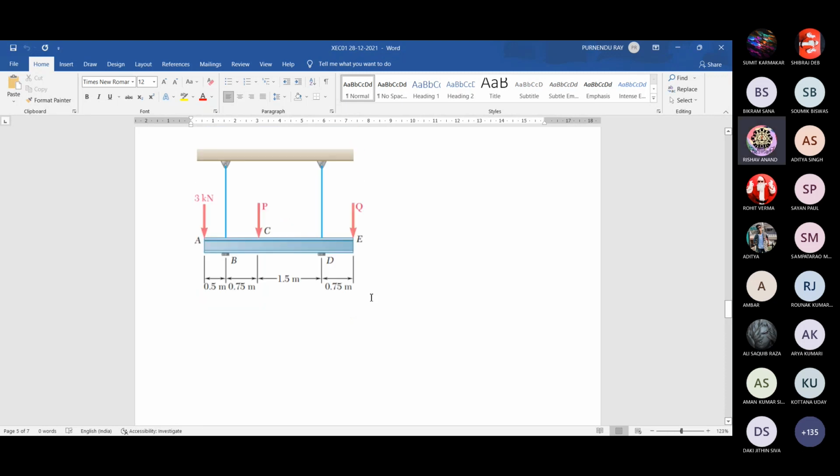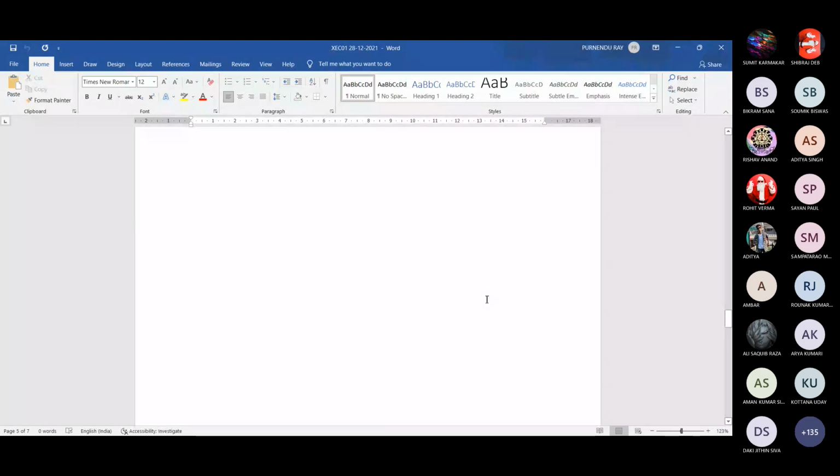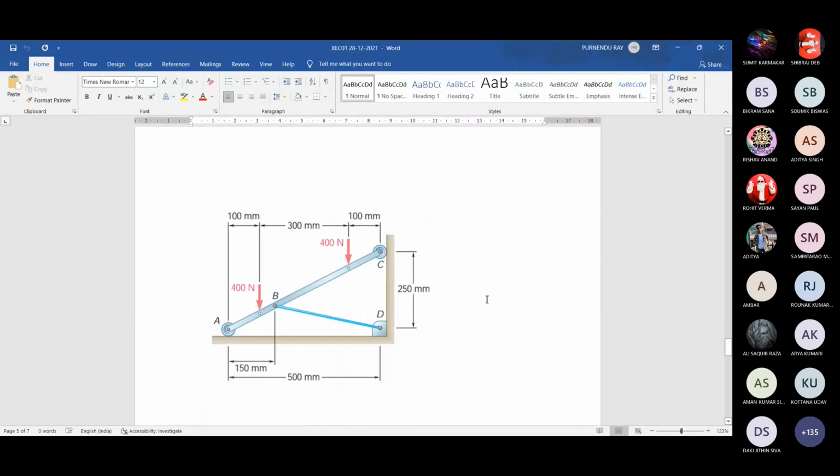Sir, tension we are not considering? Tension will be there, but it will come in the form of reaction. Otherwise it will not remain in its position. The support reaction will be there. So this type of variety of problem might be there.